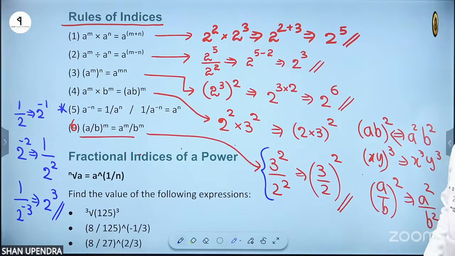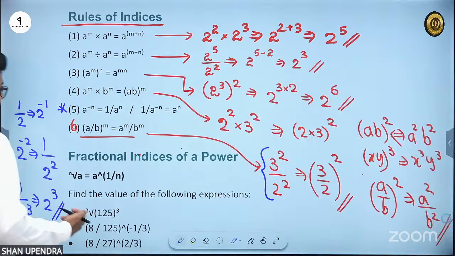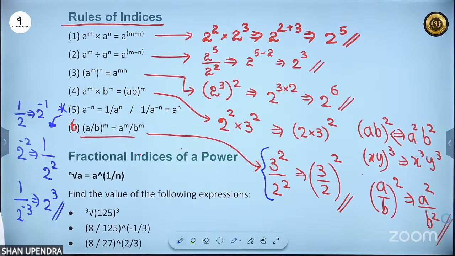Okay, so complete. The 5th one is also very important. These things are regular practices. You need to do this kind of regular practice when you are doing the calculations.